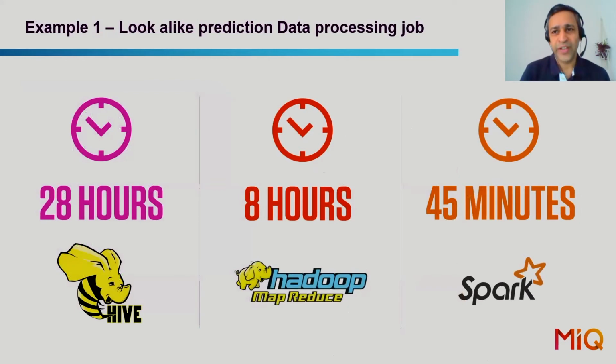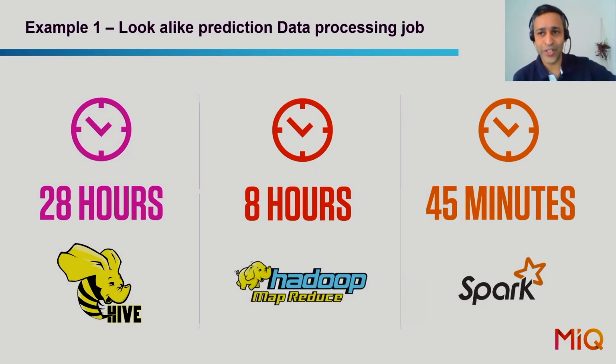Okay, and I'm going to illustrate this with a couple of examples. First is an example of the lookalike, predict segmentation job. This is one of our most sophisticated data processing jobs. It's actually a product that won a data science award. It's one of the best in India.